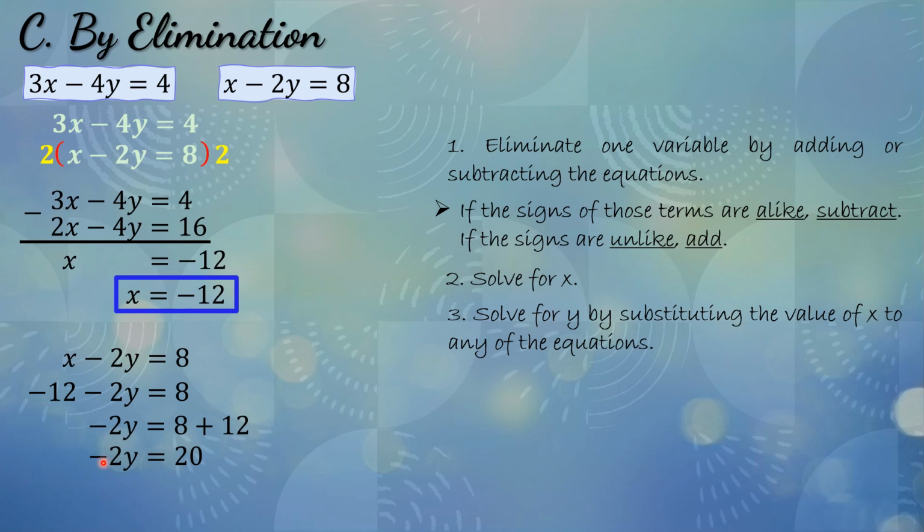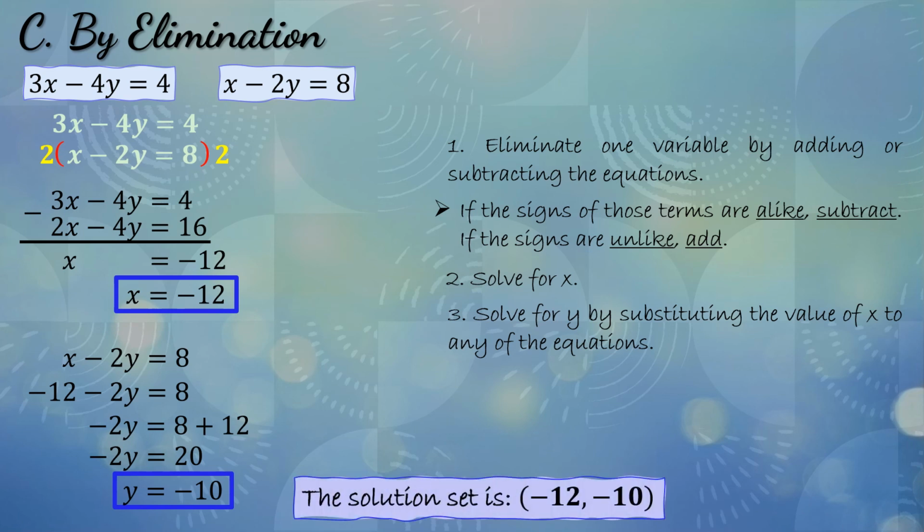So negative 2 sa under ng negative 2y at negative 2 sa under ng positive 20. Therefore, the value of y is negative 10 because negative 2y divided by negative 2 is y. 20 divided by negative 2 is negative 10. So, meron na tayong values ng x and y. Therefore, the solution set is negative 12, negative 10.